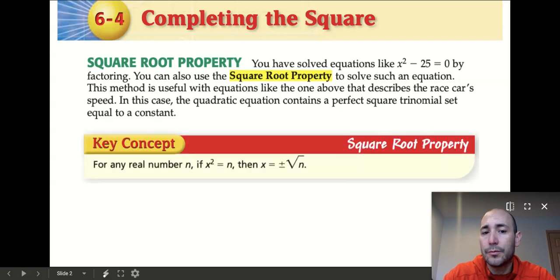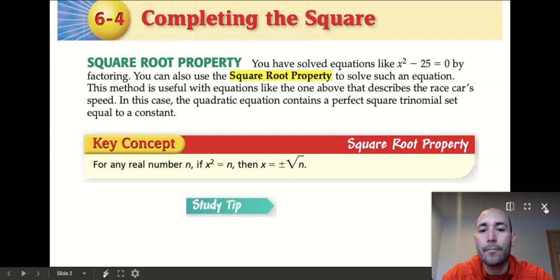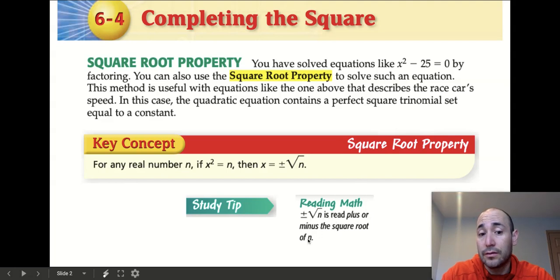Just a key concept to remind you of: the square root property. For any real number n, if x squared equals n, then x equals plus or minus the square root of n. I can take the square root of both sides and find the answer for x, and it'll give me the positive and negative answer of that square root. The study tip is that plus or minus the square root of n reads plus or minus the square root of n. Again, this plus or minus symbol represents both a positive and negative answer, both the positive and negative value of the square root of n.